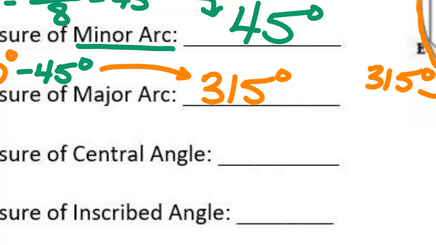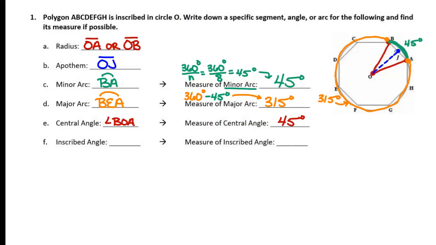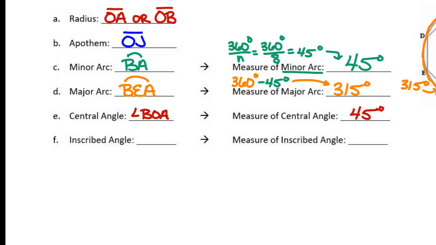Well, I know that that minor arc between B and A is 45 degrees. So how big is angle BOA? 45 degrees. Right.